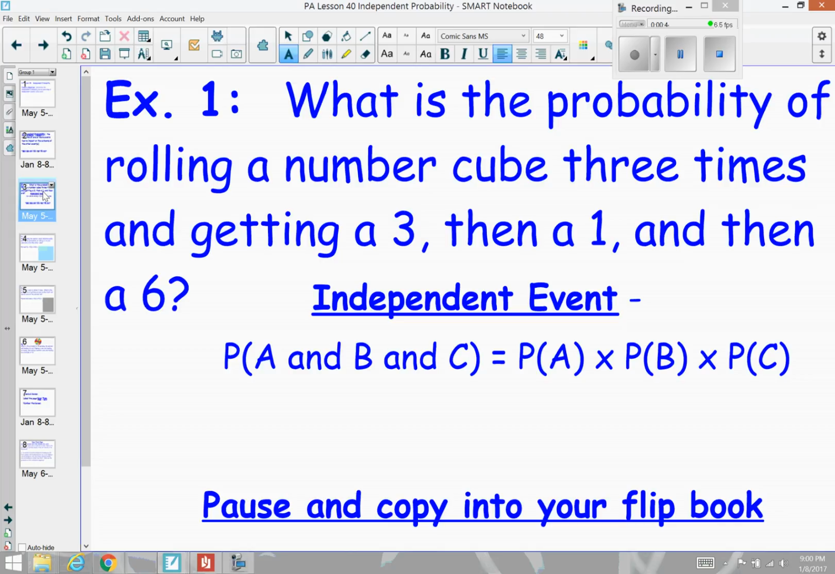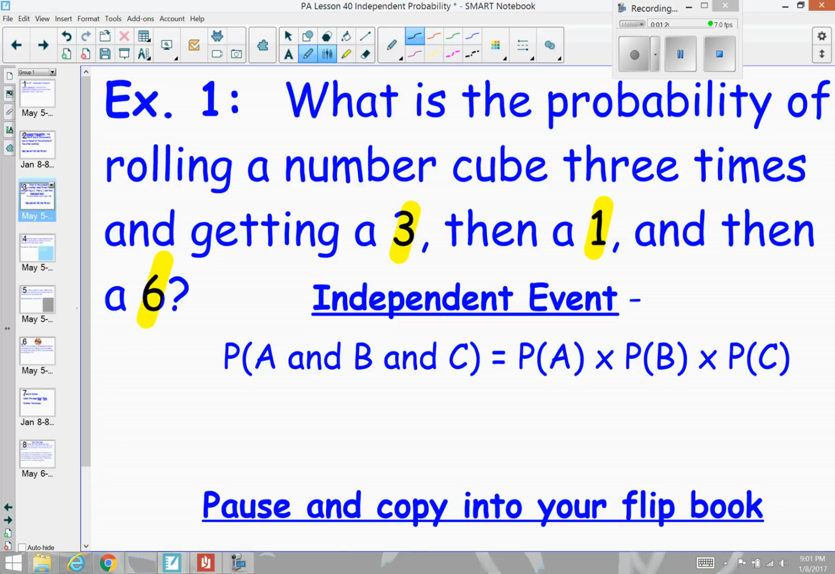Let's look at example number 1. What is the probability of rolling a number cube 3 times and getting a 3, then a 1, and then a 6? So this is an independent event, and we have the probability of event A, event B, and event C happening. So what is the probability of event A happening? Event A is getting a 3. Then what is the probability of event 2 happening, or B, which is rolling a 1? And the final event, event C, or the third event, which is rolling a number 6.